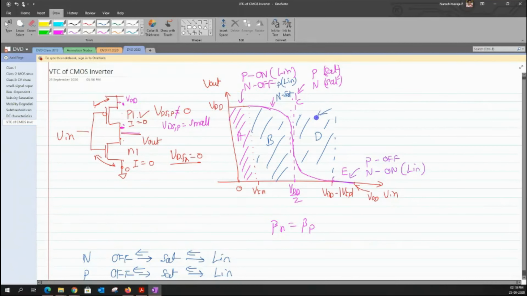In region D, we will move from the reverse direction. So we were in region E, where the PMOS was off, and the moment I cross this E region and enter the D region, this PMOS has to shift from off to what is known as saturation. And our NMOS, which was on and in the deep linear region, stays in the linear region itself, okay? Hope that it makes sense.